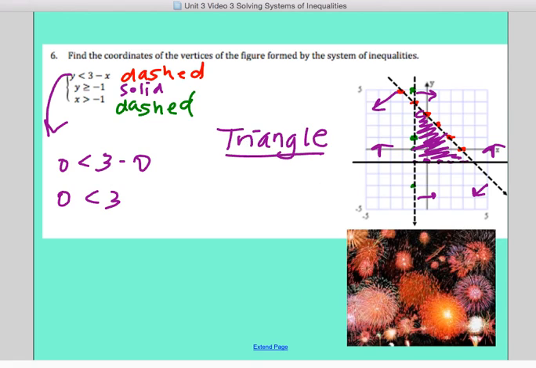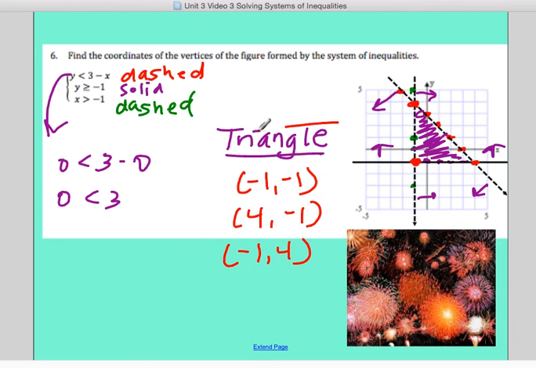And I need to list my vertices of it, so each ordered pair. So right here, it looks like I have -1, -1. Here, I have the ordered pair 3, -1. And the last one, it's going to be -1, 4. Yes, -1, 4. So those are my vertices for my system of equations.